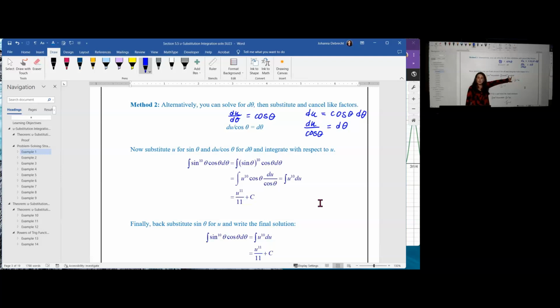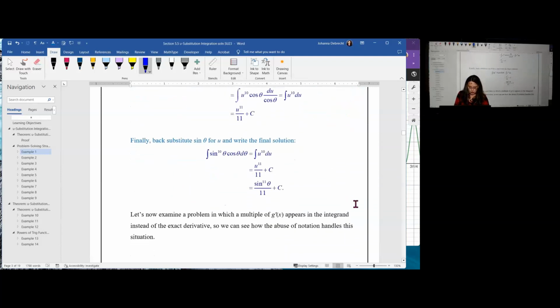I won't have anything to substitute for the cosine of theta, but notice that they cancel once I've made my substitution for d theta. It results in exactly the same indefinite integral, which gives us the same function, and we back substitute finally to get back to our original variable theta.